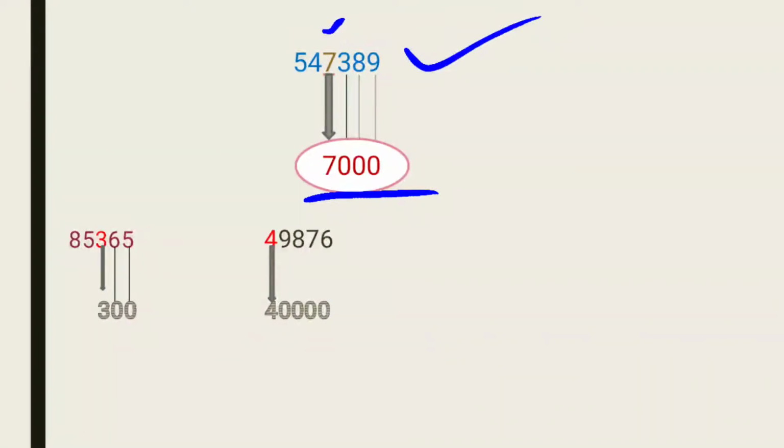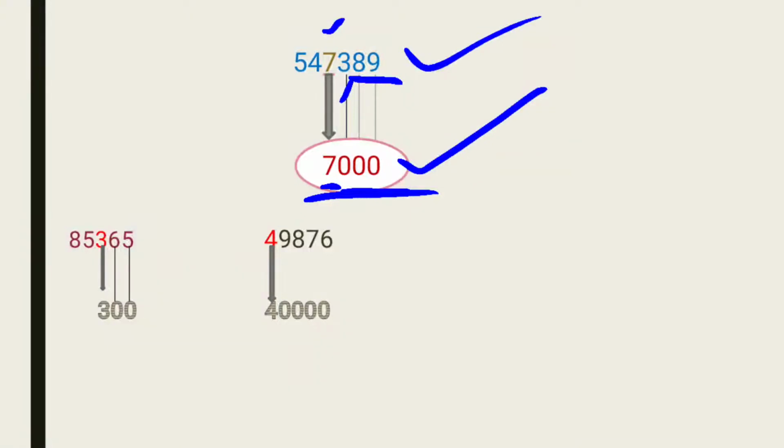So the short trick is we have to write the digit as itself. So we have written here 7. After that we have to see how many places are after the digit. We have the digit 7 and after it 3, 8 and 9. So 3 places. So we will add that many zeros. So we will add 3 zeros. So the place value of digit 7 in this number will be 7000.